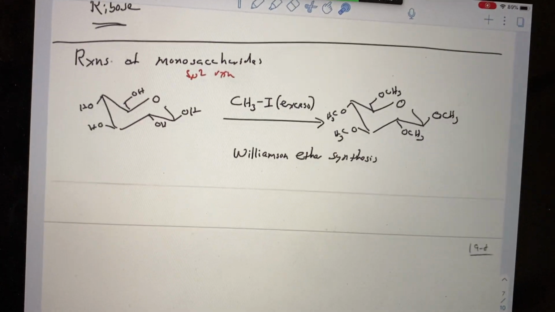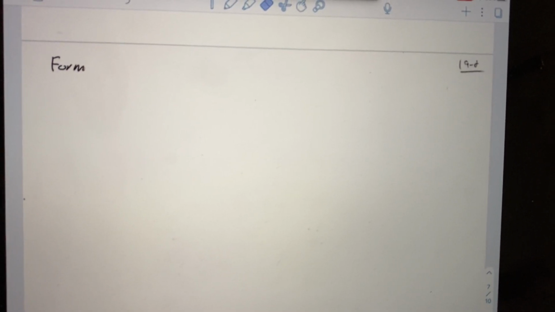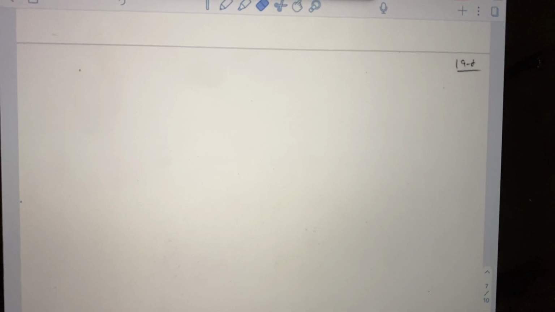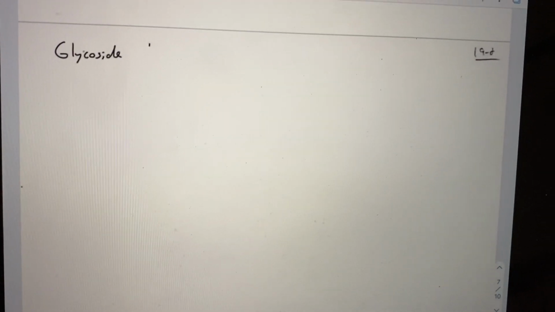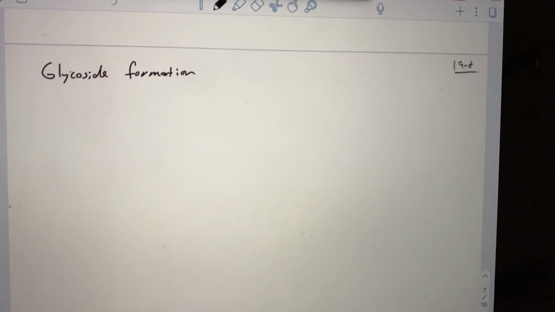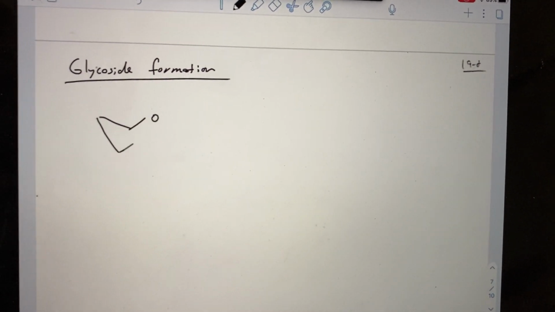Now that's one sort of reaction, but really a more common reaction shows a slightly different product. So let's talk about glycoside formation. This is probably one of the most important reactions with a carbohydrate. So we'll use glucose again in the cyclic form.